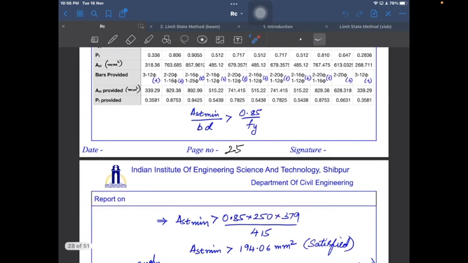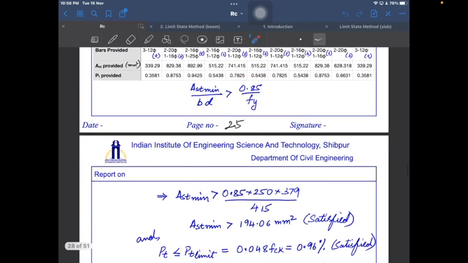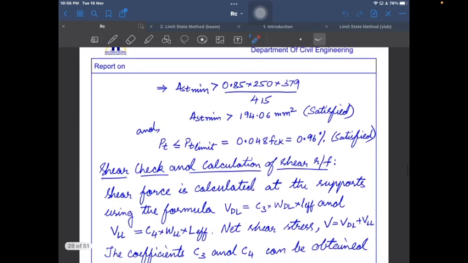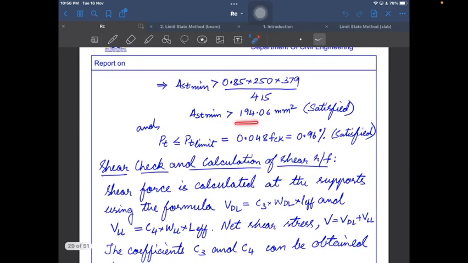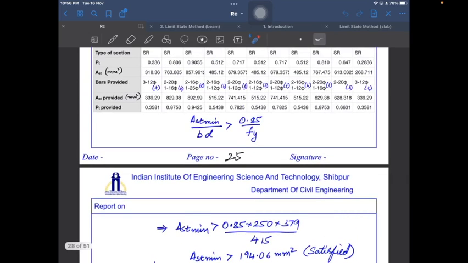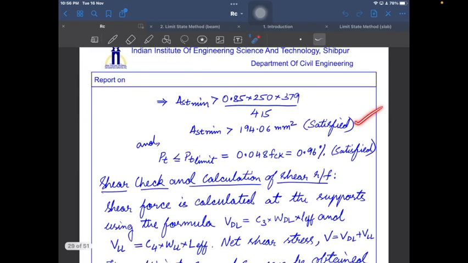Now we have the other thing, AST minimum by BD. This is the minimum requirement of steel. AST minimum should be greater than 0.85 upon fy into BD. This is to maintain ductility; the ductility criteria gives this formula. Using it, my minimum area of steel should be 194. Thankfully everything is more than 194, so this is satisfied.